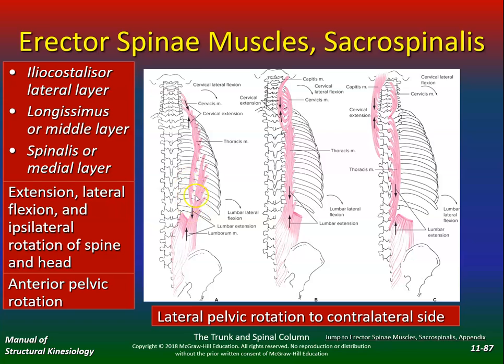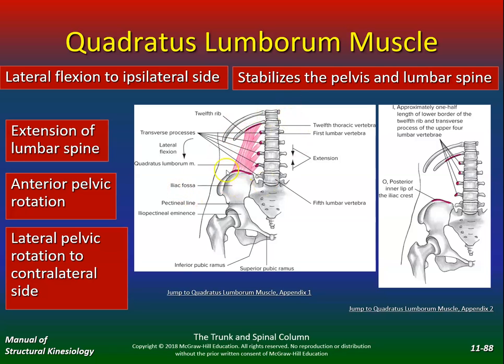Here's that Quadratus Lumborum: lateral flexion to the ipsilateral side, so same side. It stabilizes the pelvis and lumbar spine, so this guy is very important. If you get tightness here, it can cause low back pain. Massage therapists like to get in there and try to work that out. But again, sometimes it's as easy as getting them to exhale and they'll be able to relax here.